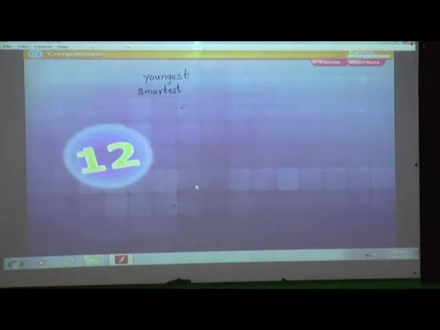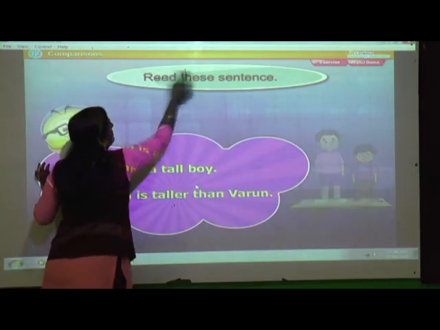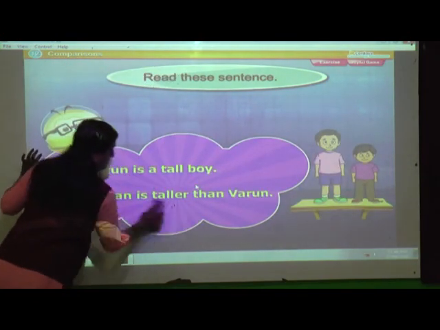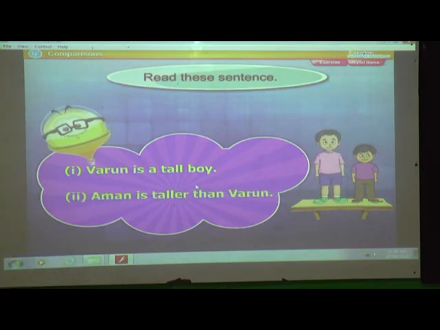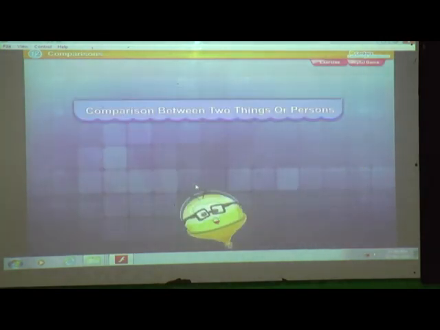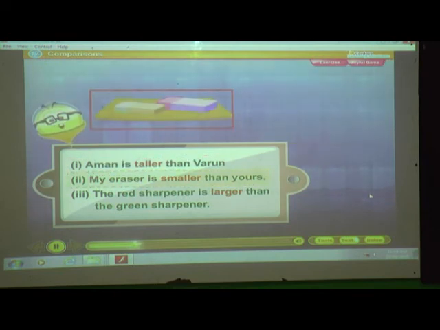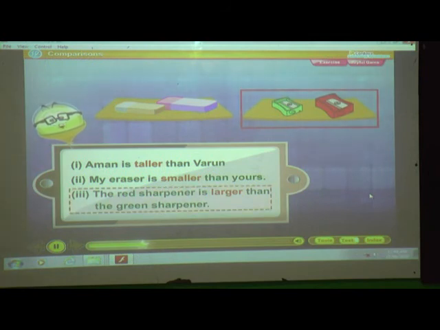Chapter 12. Comparisons. Read these sentences. Varun is a tall boy. Aman is taller than Varun. We compare Aman and Varun. Mohan is the tallest boy in the class. We compare Mohan and the other boys of the class. Comparison between two things or persons. Aman is taller than Varun. My eraser is smaller than yours. The red sharpener is larger than the green sharpener.